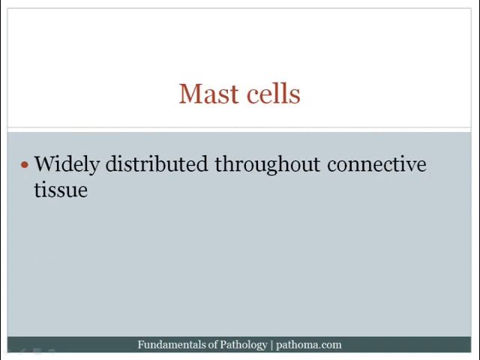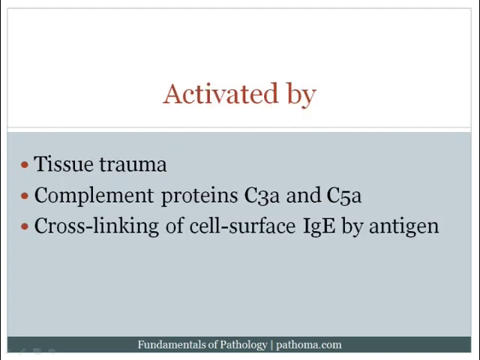The next of the mediators of acute inflammation are mast cells, and mast cells are widely distributed throughout the connective tissue of the body. There are three mechanisms by which mast cells can be activated. Number one, tissue trauma. Whenever tissue trauma occurs, the mast cells get activated, and they will then help to mediate the acute inflammatory response. The second way is by the complement proteins C3a and C5a. C3a and C5a are byproducts of the activation of the complement system. We'll talk about them in more detail in a few minutes.